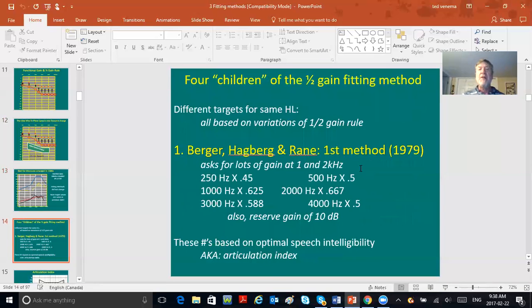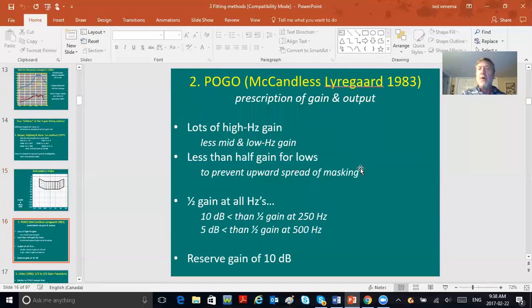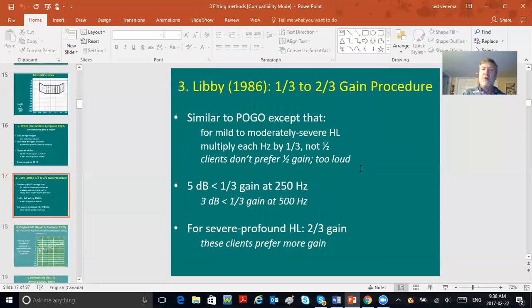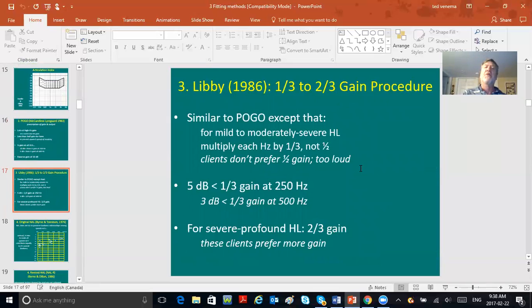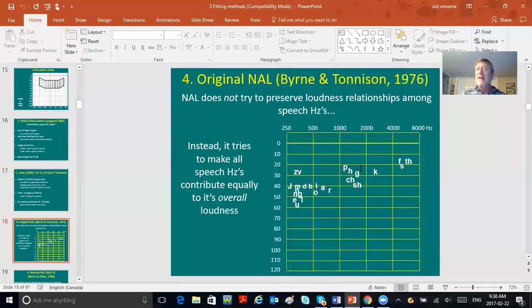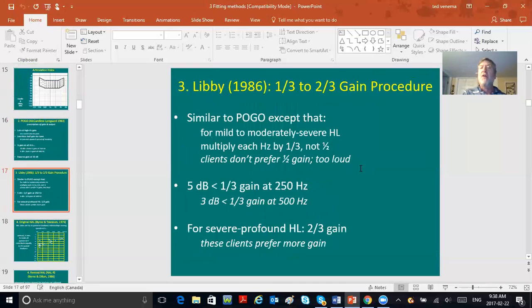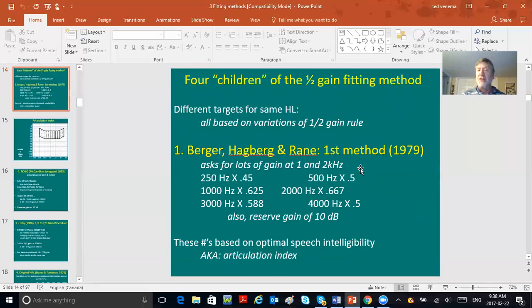Okay, and then we said that we had four children of the half gain method, and the first one was Berger, and then the next one was Pogo, okay, and then the next one was Libby, and then the next one was NAL. Okay, so going quickly back over, I'll just say that the Berger half gain rule method, okay, it loved 2000 hertz. It amplified the crap out of 2000 hertz. It also really liked 3000 hertz.